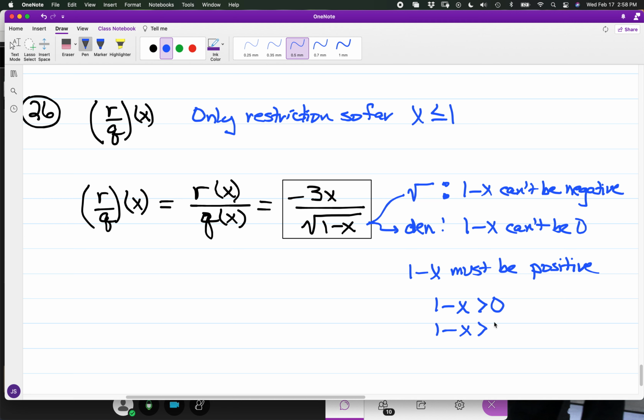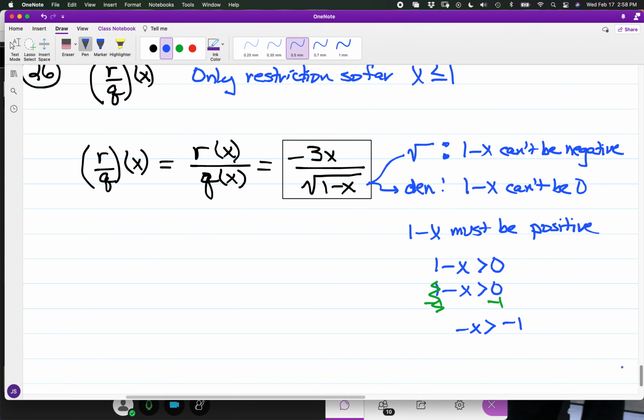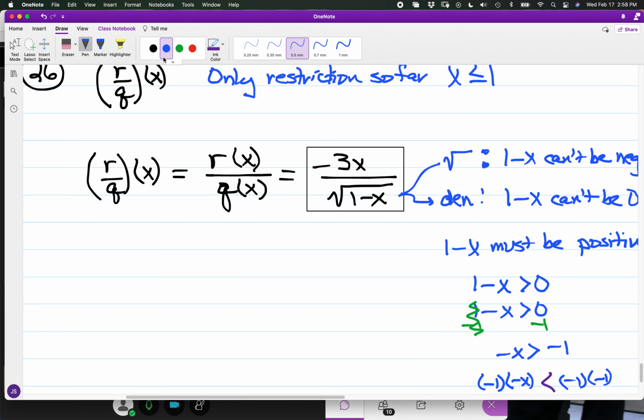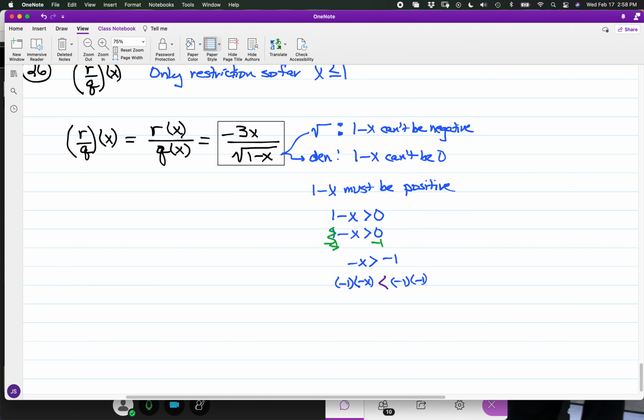And for isolating the x term, so we have taking 1 away from both sides. So we're going to have that negative x is greater than negative 1. And again, if I change the signs, whether it's through multiplying or dividing by a negative, once again, do not forget to change the direction. Okay, and so we're going to have that x is less than 1. Okay.